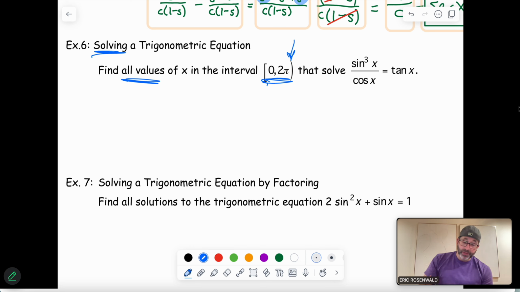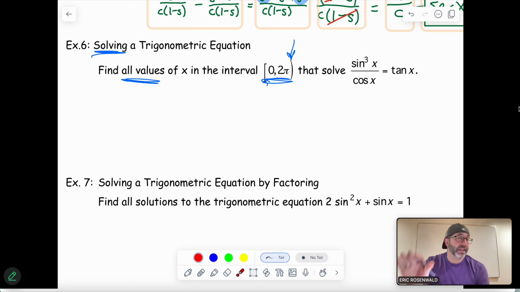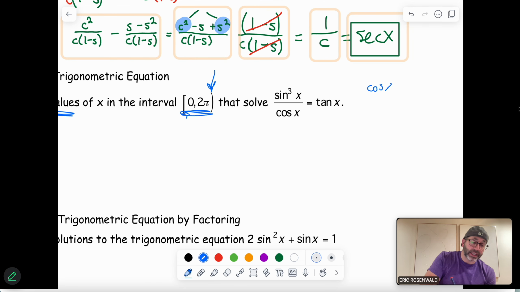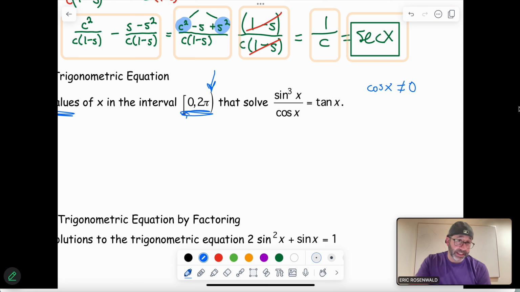There's something else that we have to recognize here, this cosine of x. Do you see how the cosine of x is in the denominator? Anytime we're doing a solving problem and there's a denominator, there's a domain restriction. The domain restriction here is very simple. That cosine of x cannot equal 0. It can't equal 0 because if it did, the whole problem becomes undefined.